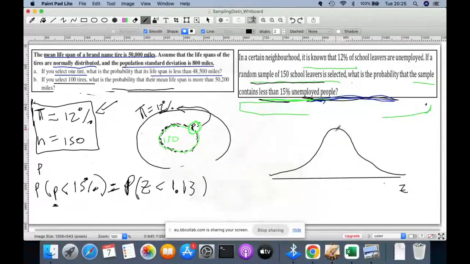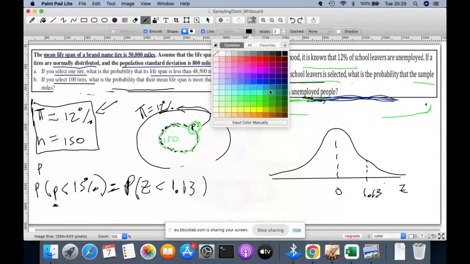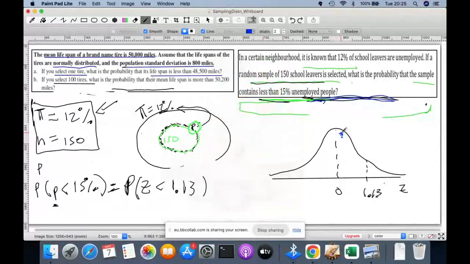This is the z-axis. It's centered at 0. And your z value, it's a positive value, so 1.13. And remember the area that you gave is, as you said in the chat, 0.3708. Now remember, the area that you're giving me is this blue area here. I'll shade it in blue. That's this area here.